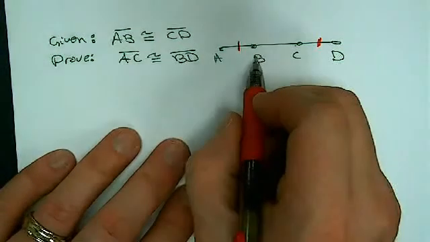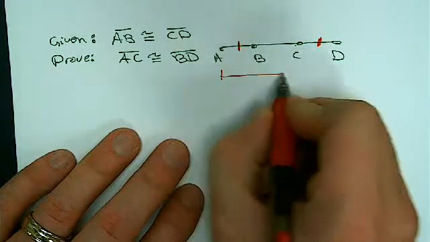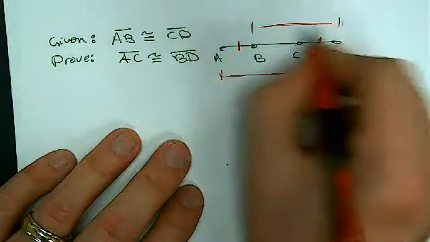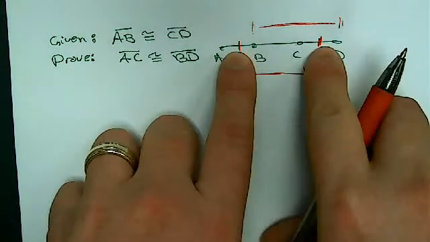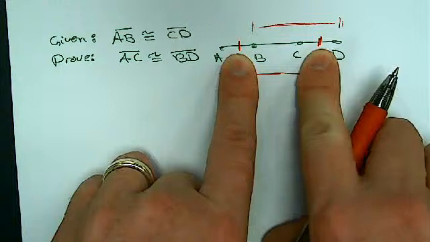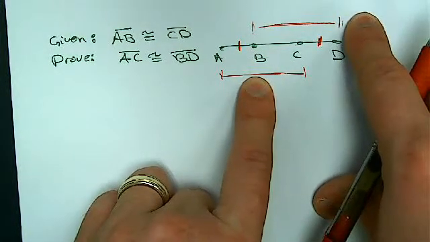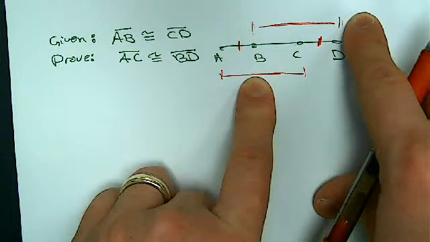So I look at this one and say, all right, I'm trying to show something about AC, that's that length, and BD, that's that length. So before we get rolling on it, can I see anything that would tell me why, taking this idea that AB and CD are the same length, can lead to saying that these larger segments are the same length? There's something there, you're just not sure what.